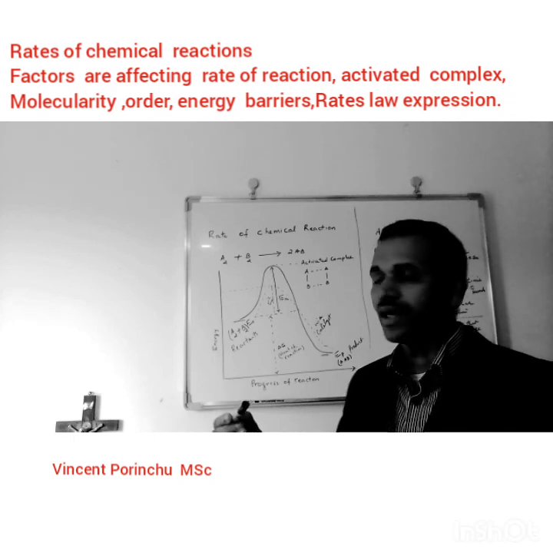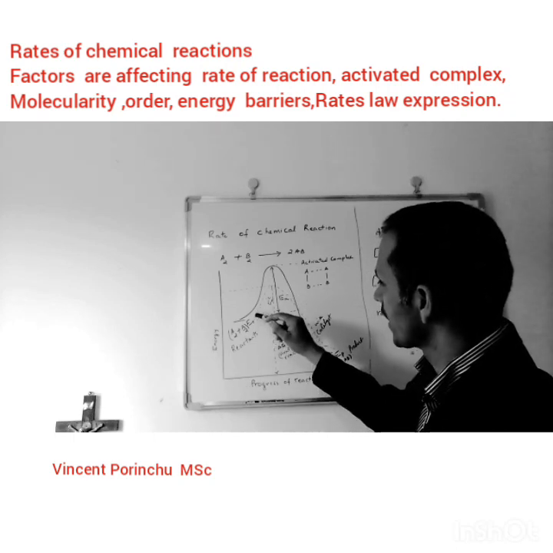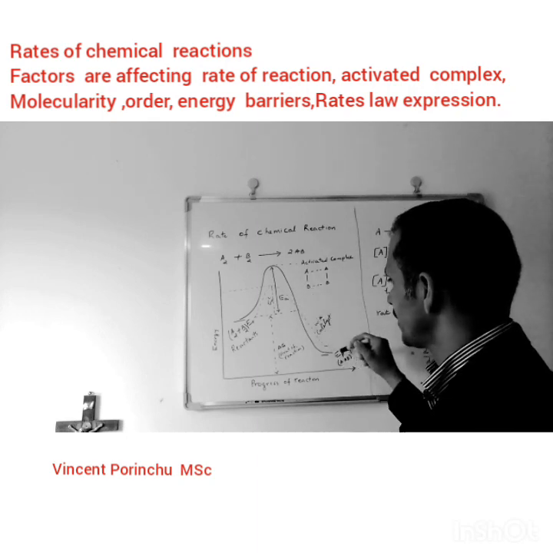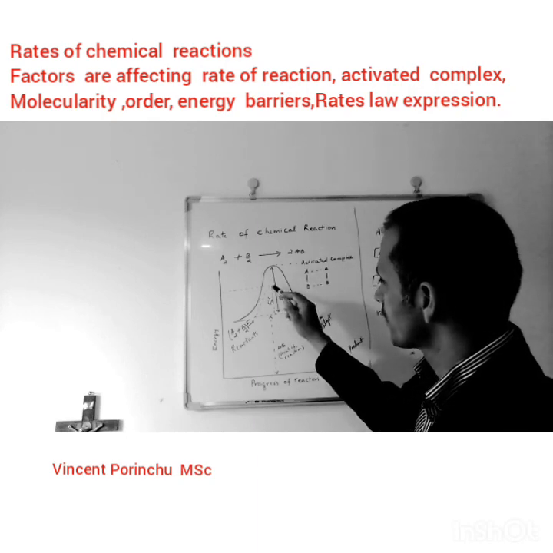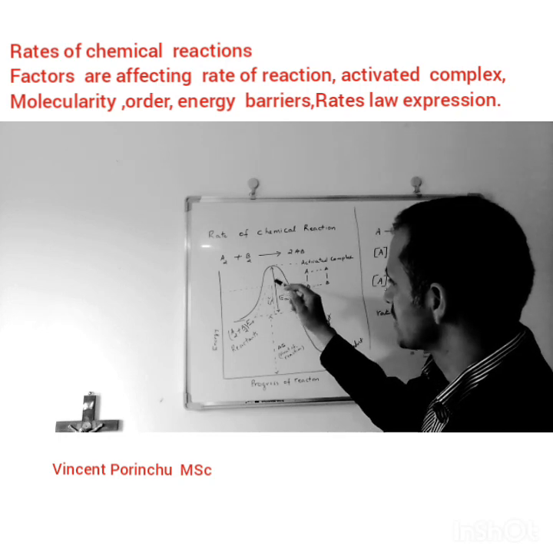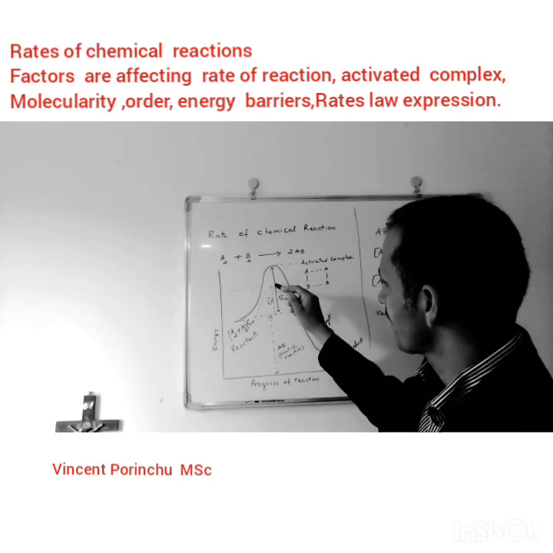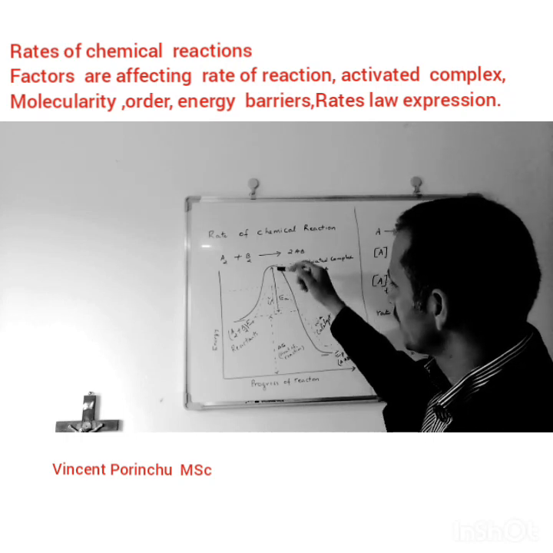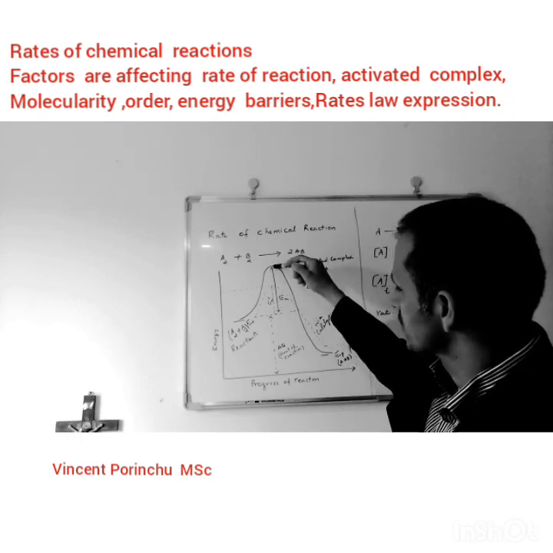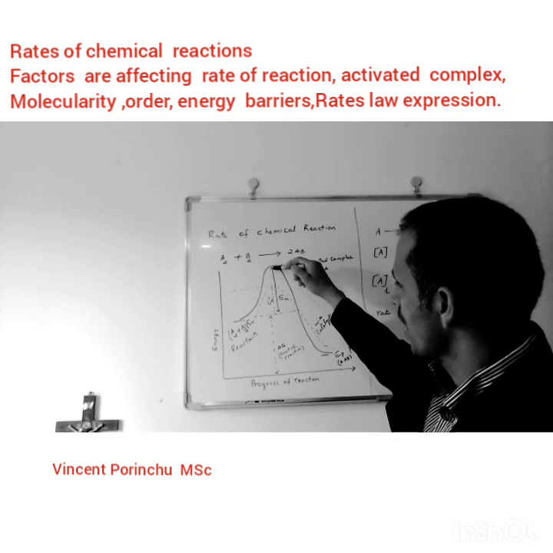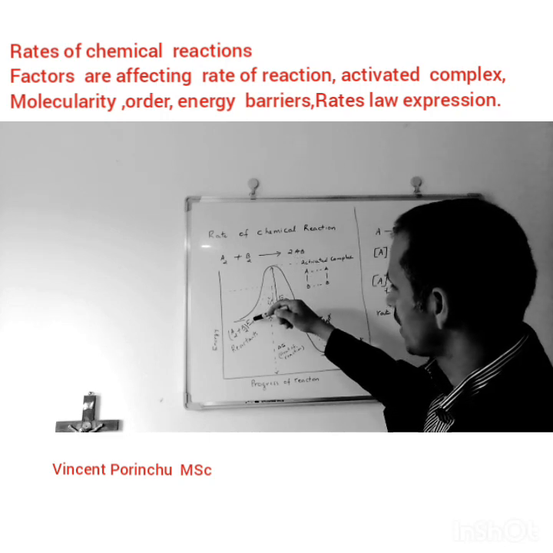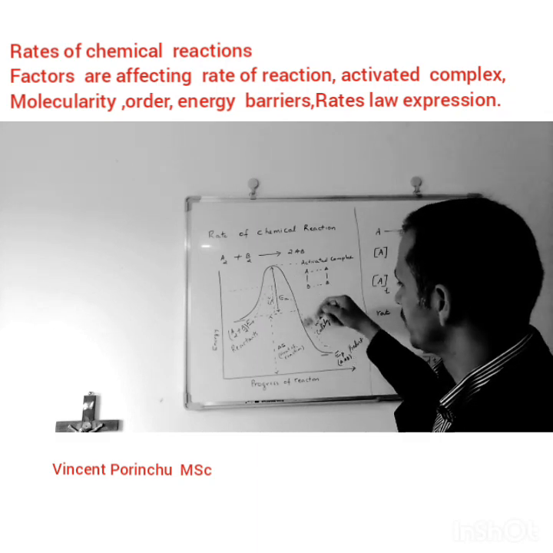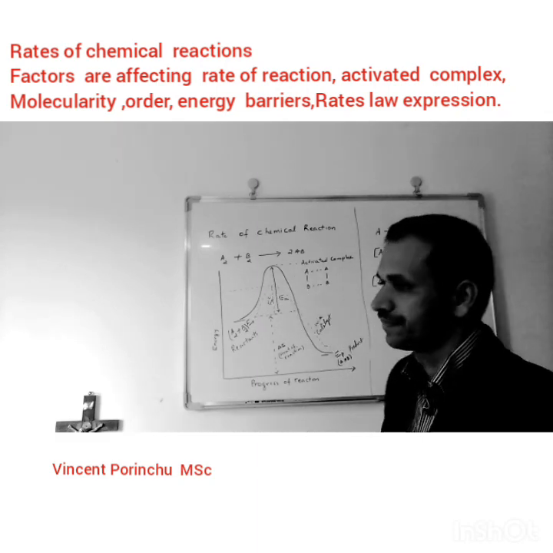So when we are adding a catalyst, a new reaction path will be formed. That indicates a dotted line. From this graph, it is easy to understand what happened to the energy barrier. In the previous case, the energy barrier was this big, and when we added the catalyst, the new reaction path formed with a low energy barrier.